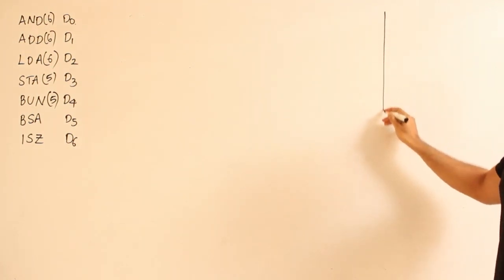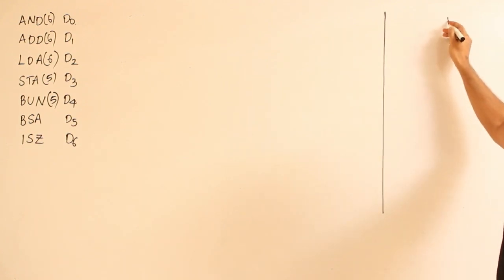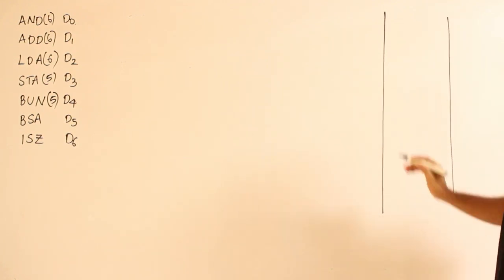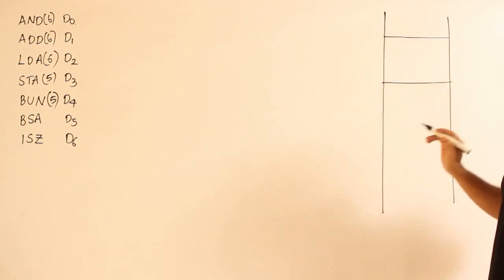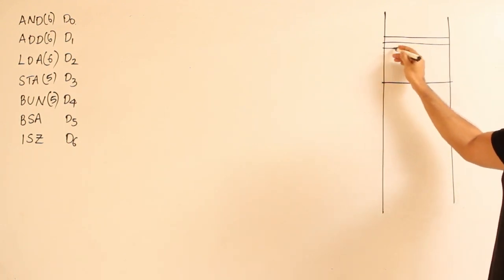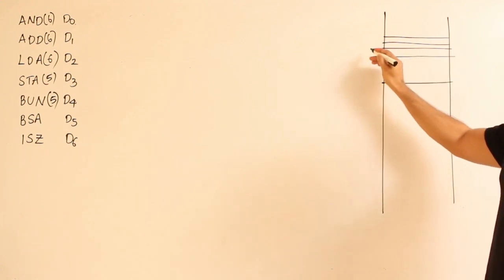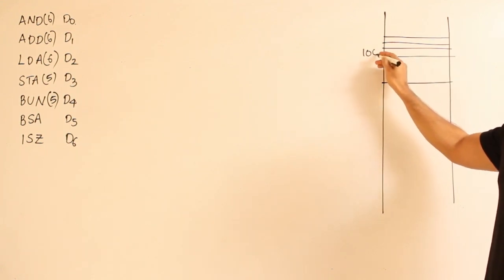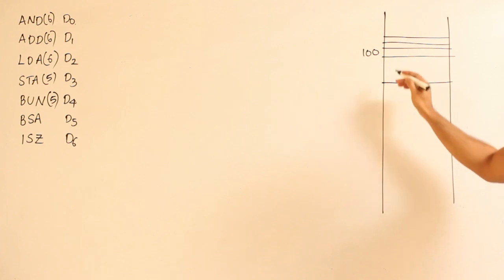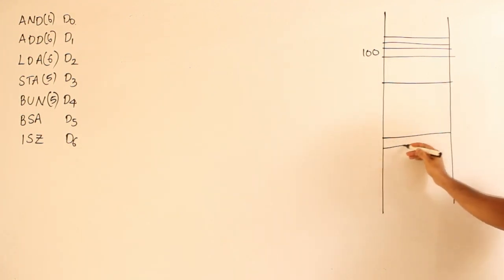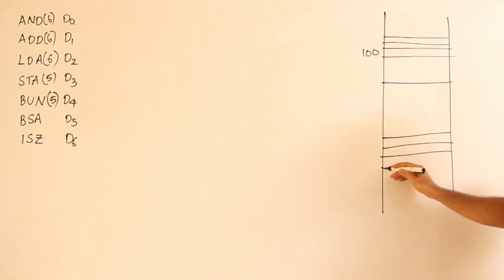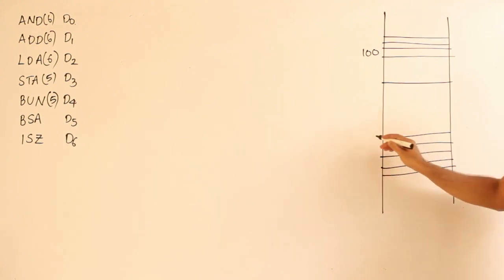Assume that we have this program here. Let us say this is where the program is, and you are at address 100, and now here you want to jump to the subroutine, and assume that the subroutine is starting at 200.